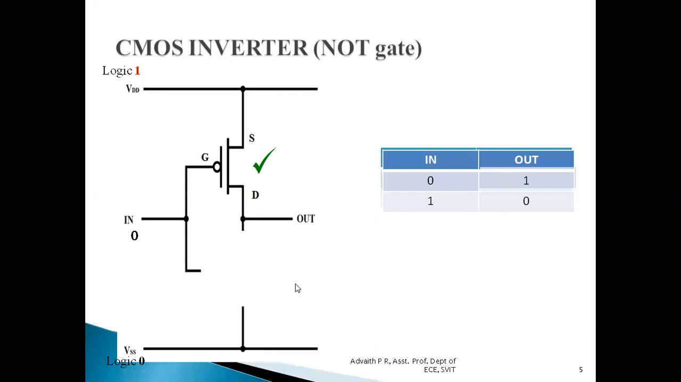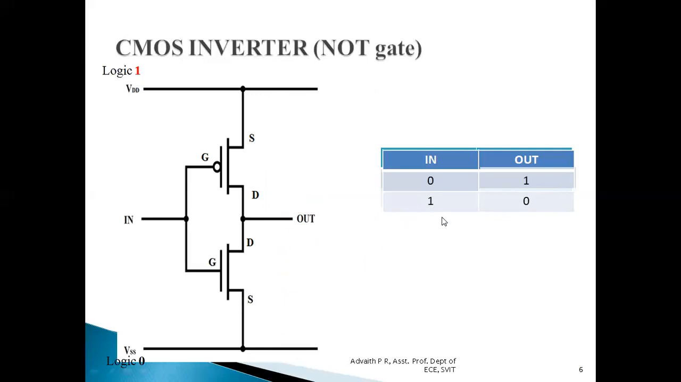Because it acts as an open switch, we can consider it as open circuited, so it is not at all present. If we observe, because there is a closed circuit condition established between the source and the drain terminal of the PMOS transistor, and the source is connected to logic level high, this logic level high will be transferred to the output, and the output which we get is 1. So this is with respect to the first case.